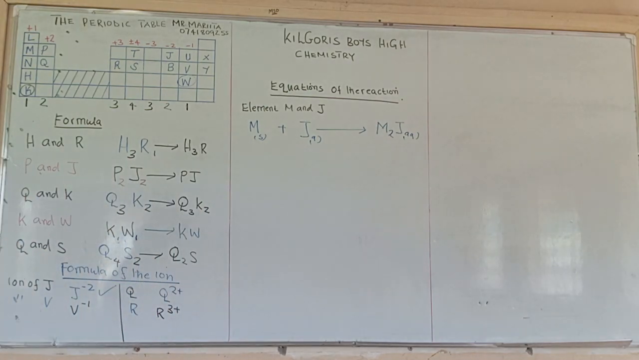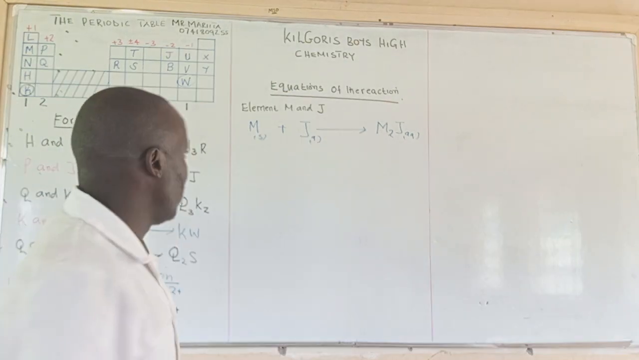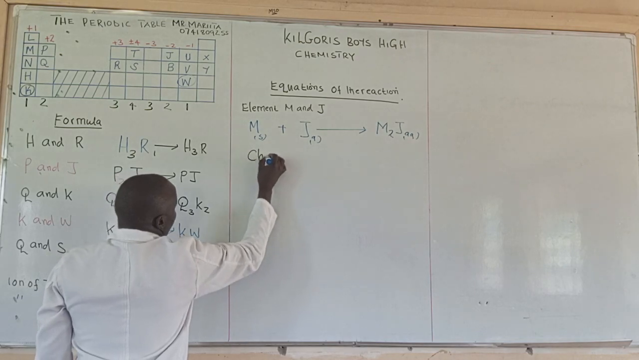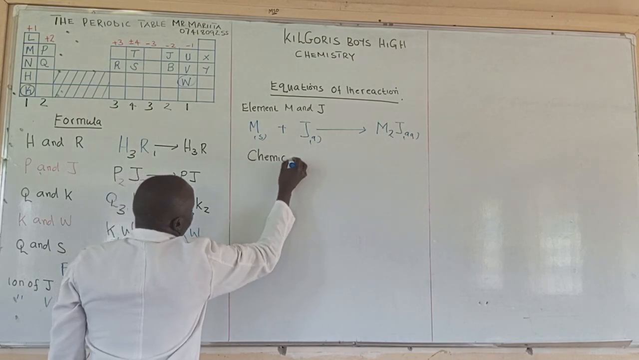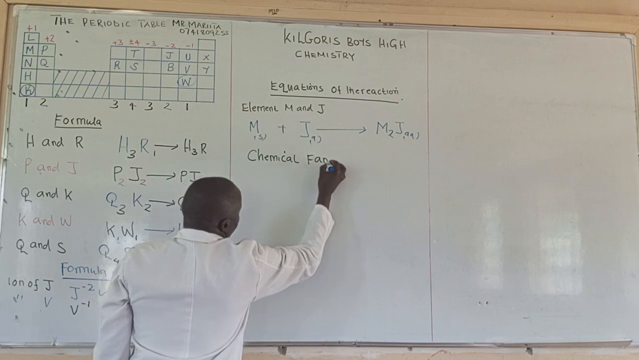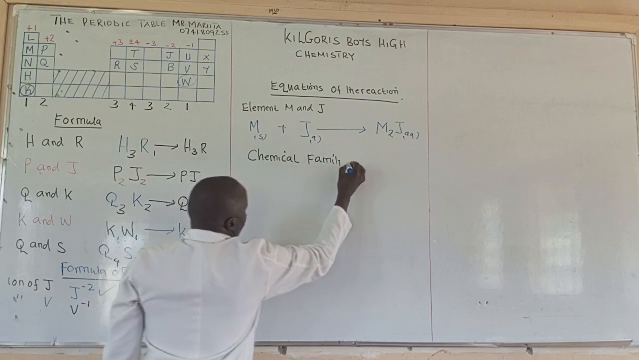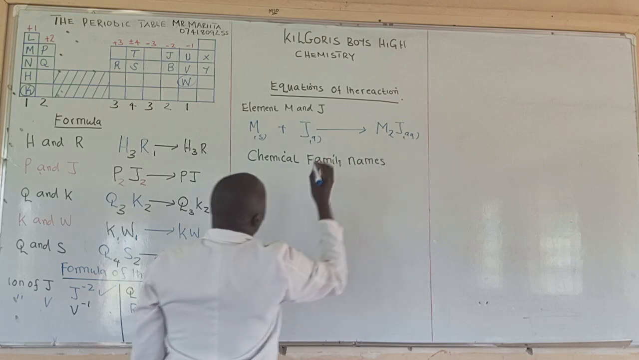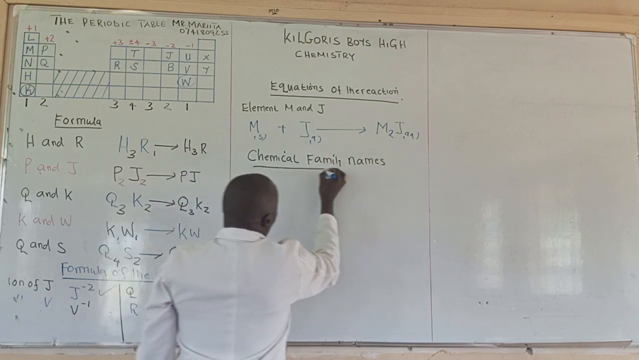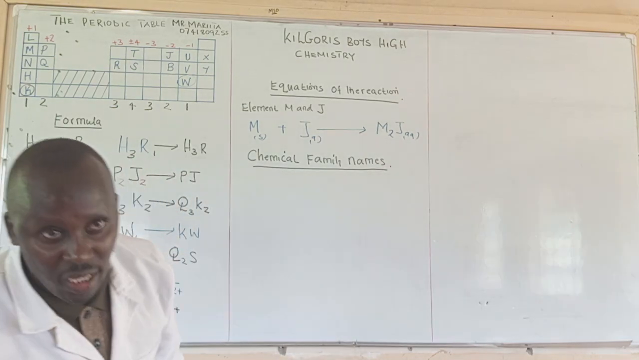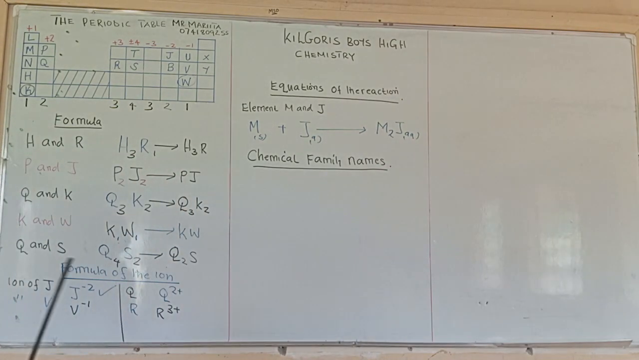The other thing we look at is what we call the chemical families. We have the chemical family names on the periodic table. What are these chemical family names?